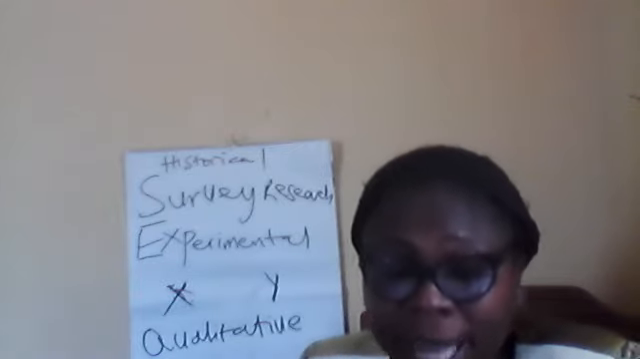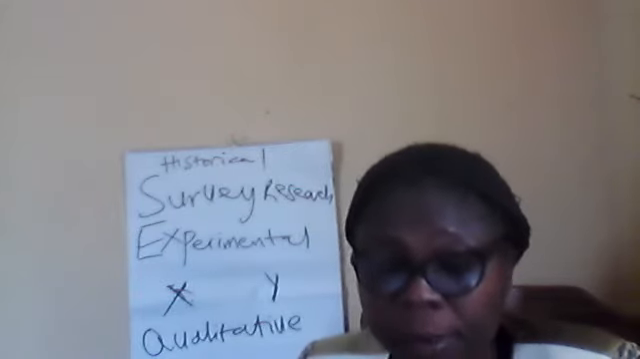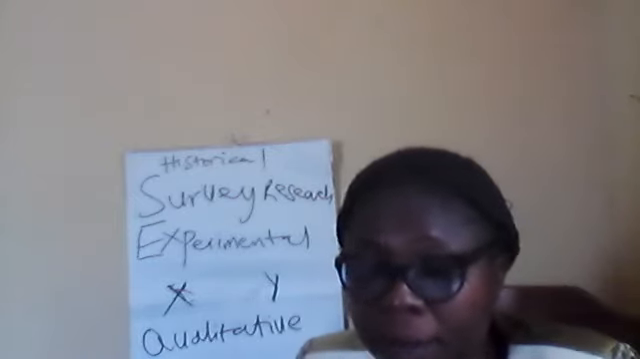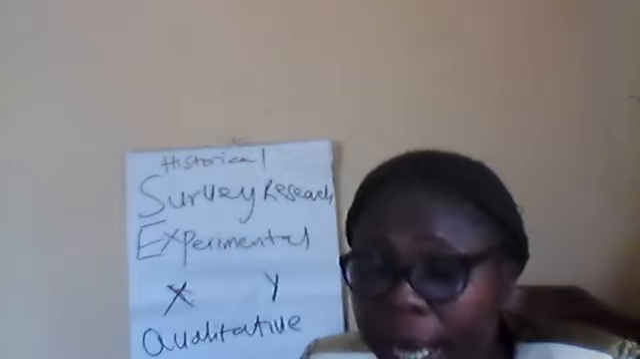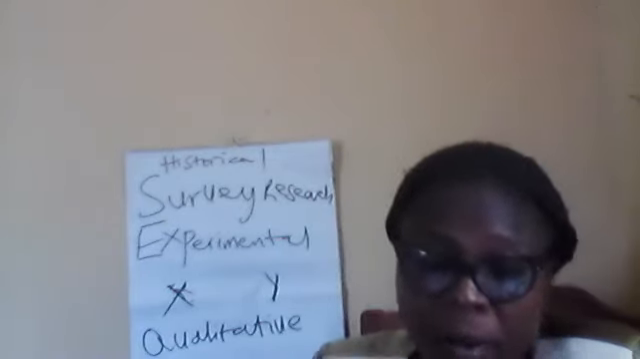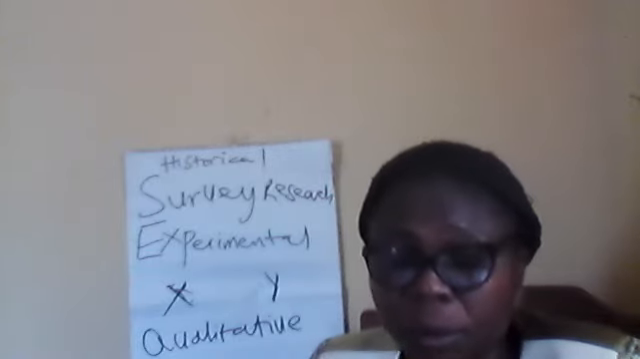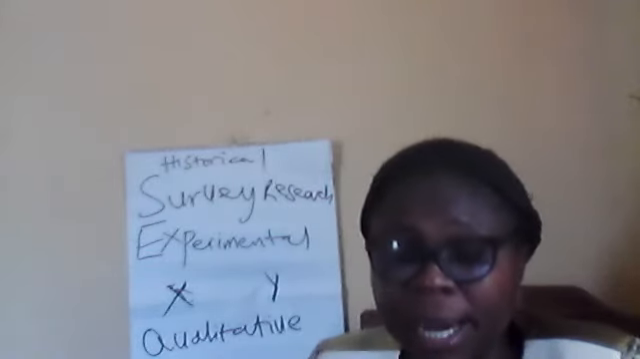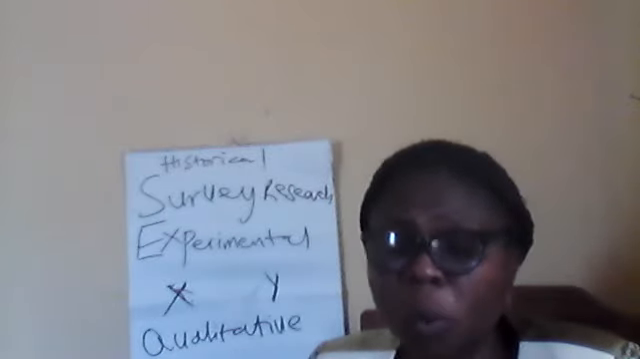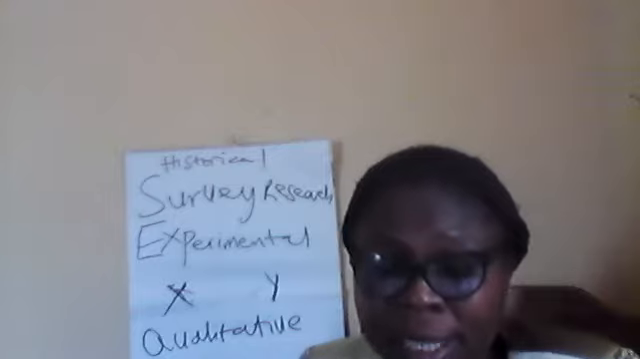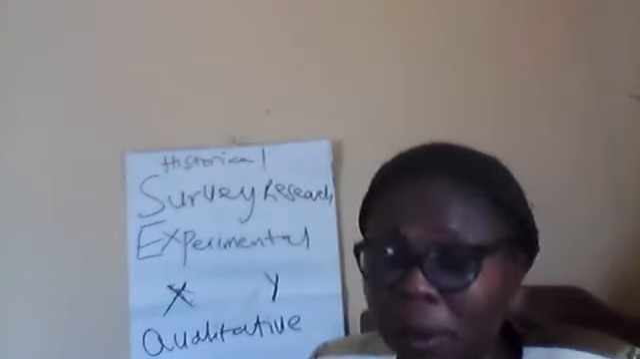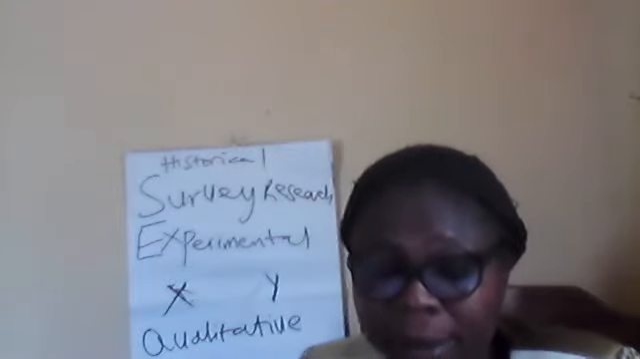So we have 6 types of qualitative research. We have phenomenological model, ethnographical model, grounded theory, case study, historical model, and narrative model. They are not quantitative, they are qualitative, purely qualitative, not counts, not numerical.